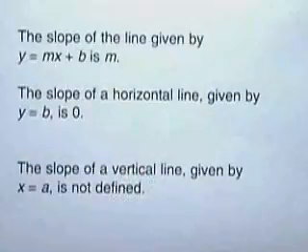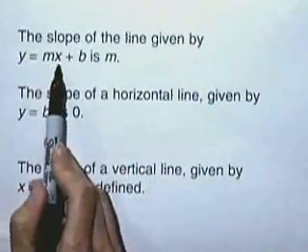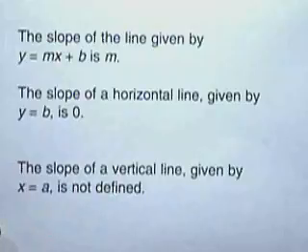Now, if a function is written in the form f of x equals mx plus b, we can read directly from that form the slope or the steepness and the point at which the line crosses the y-axis, or the y-intercept. The slope of the line given by y equals mx plus b is m. In other words, the coefficient of x. The slope of a horizontal line given by y equals b is 0. The slope of a vertical line given by x equals a is not defined.